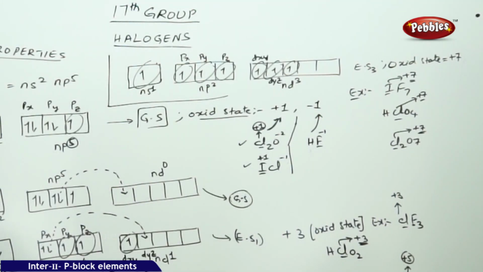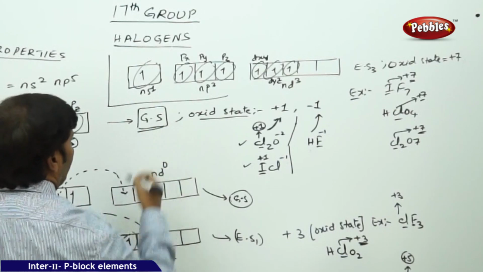In conclusion, you can take oxidation states starting from -1 to +1, +3, +5, and +7 in the case of halogens. So the least oxidation state for halogens is -1, and the maximum oxidation state is +7. Therefore, the various cases from -1 to +7 we have already studied.